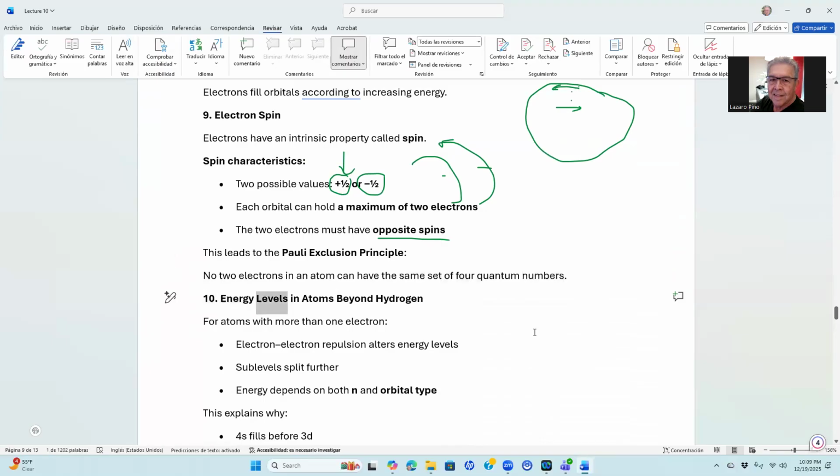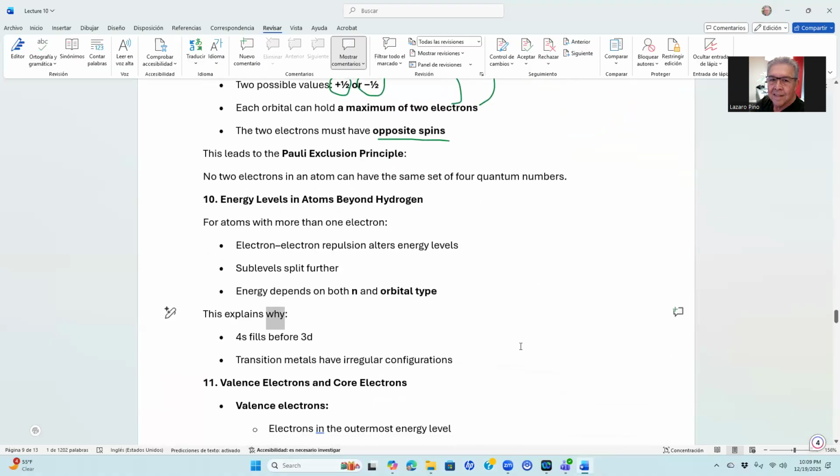Energy levels in atoms beyond hydrogen. For atoms with more than 1 electron, electron-electron repulsion alters energy levels. Sublevels split further. Energy depends on both n and orbital type. This explains why 4s fills before 3d. Transition metals have irregular configurations.